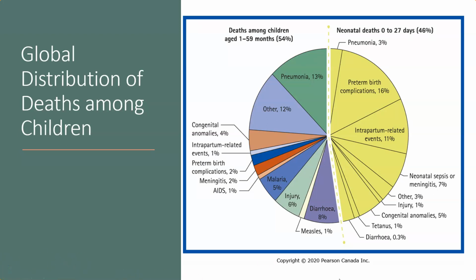So this diagram shows the global distribution of death among children, the actual children. So you can see how they're divided. The deaths considered from 0 to 27 days, and preterm birth, 16%, for example, right? And here, children 1 to 59 months, which accounts for 54%. And here is the list of causes of their death. And you can see that pneumonia is 13%, which is really high.